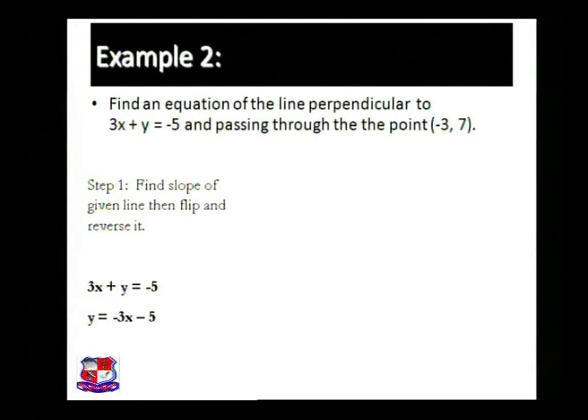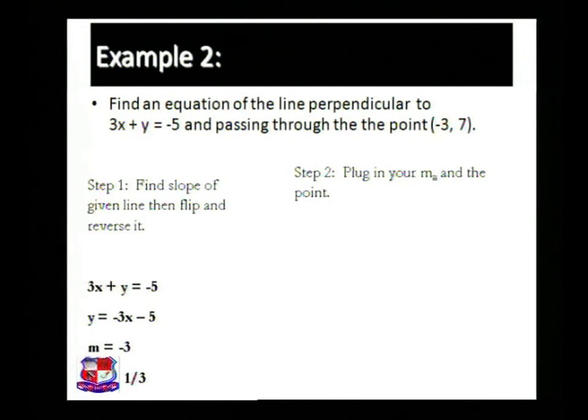So y equals -3x minus 5, which is a y equals mx plus b type equation. So m equals -3, the slope of the given line. The required line is perpendicular to the given line, so the slope of the required line is 1/3, because m1 into m2 equals -1. If m1 equals -3, then m2 equals 1/3. So the slope of the required line is 1/3.